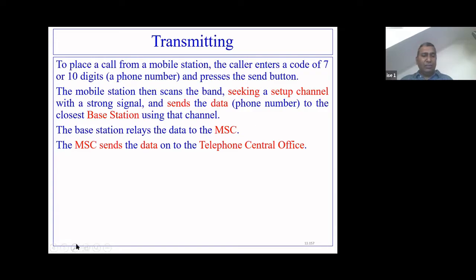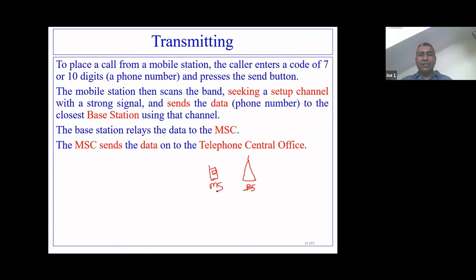Right. So this is how it looks if I draw the diagram. Here I have a mobile station, assuming it has an antenna and a number pad. It finds a base station with some particular frequency. So this is the base station, and this is the mobile station.